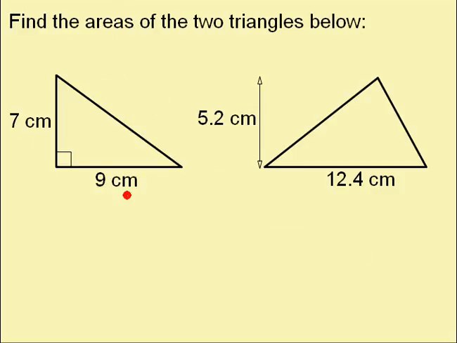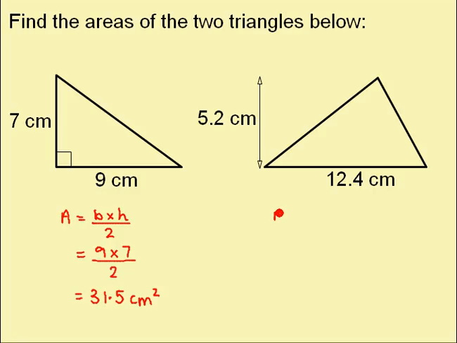So to find the area of this triangle here, I start with the formula. I then substitute in the values for the base and the height. The base is 9 and the height is 7. And now I can work this out. 9 times 7 is 63, and if I divide that by 2, I get 31.5. The units are centimetres squared.